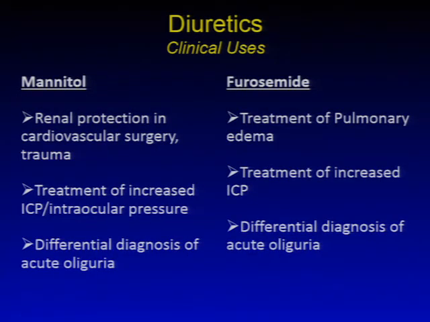Mannitol is used for renal protection in cardiovascular surgery and trauma. It is also used for the treatment of increased intracranial pressure or increased intraocular pressure. It may also be used for differential diagnosis of acute oliguria. Furosemide or Lasix is used for treatment of pulmonary edema. It can also be used for the treatment of increased intracranial pressure, especially in patients with head injury. Differential diagnosis of oliguria is also one of the reasons why Lasix is used sometimes.